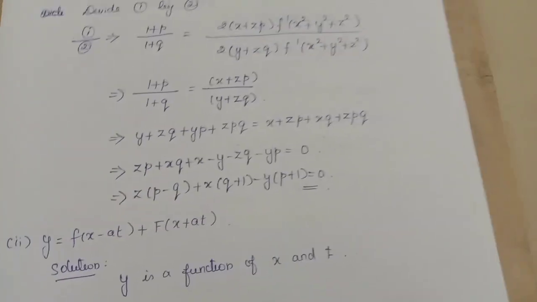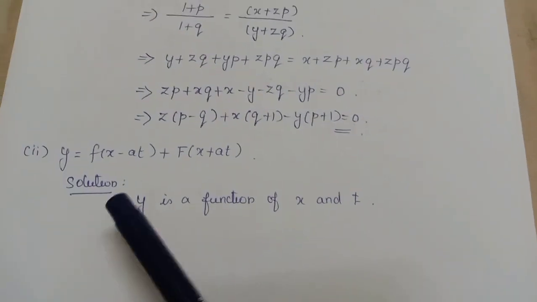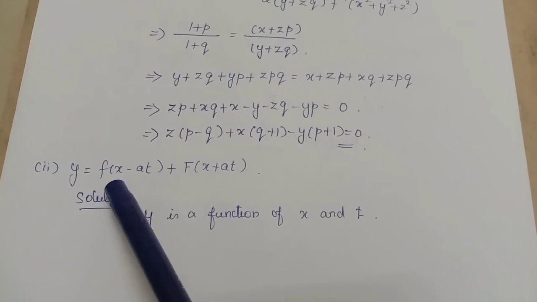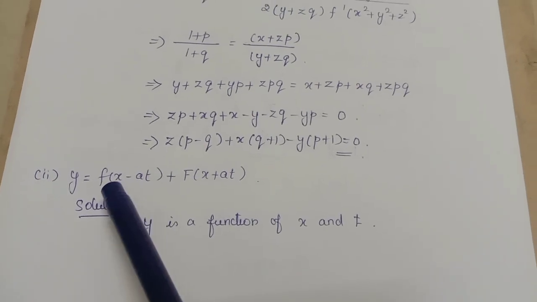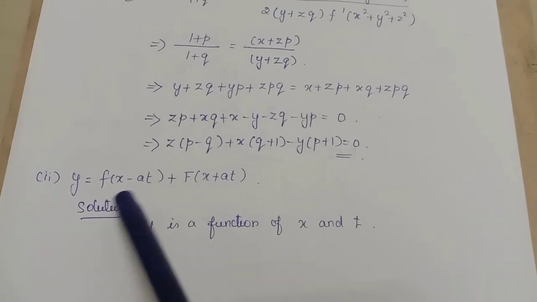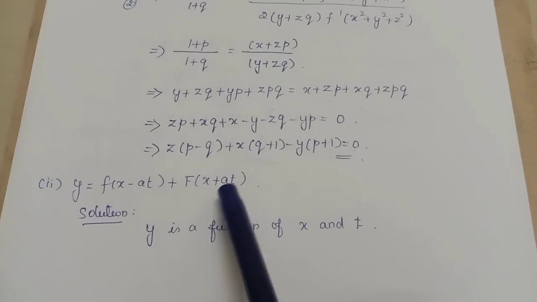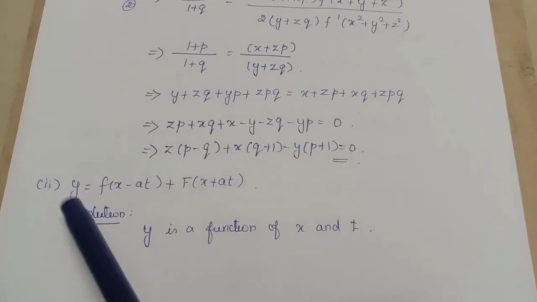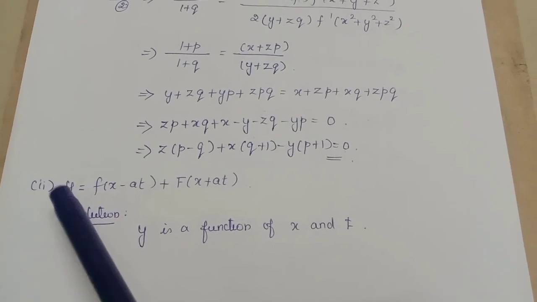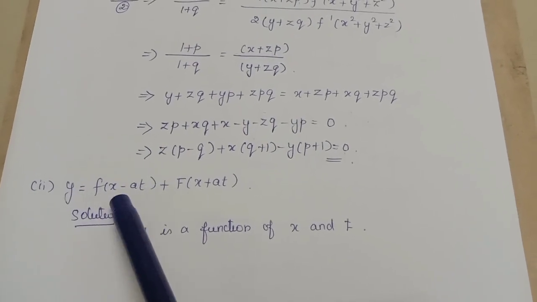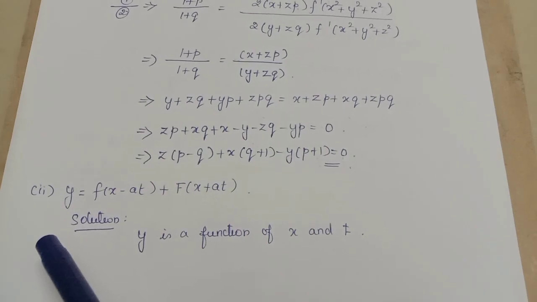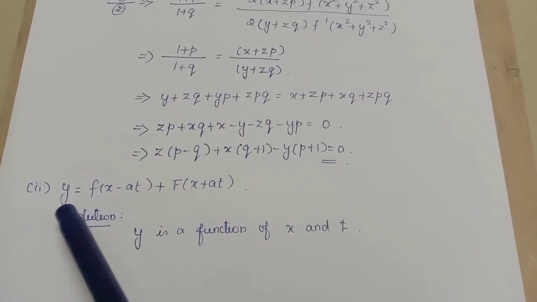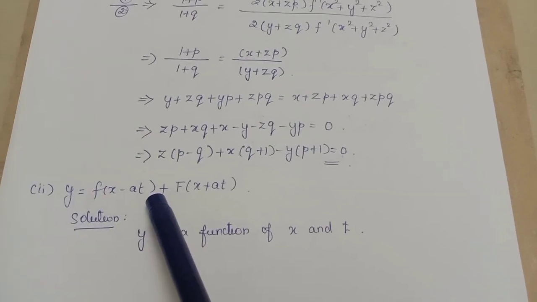Okay, right. Then the next problem: y equals f of x minus at plus capital F of x plus at. These two are different functions. One is small f, another one is capital F, so both are different functions. Here y is the dependent variable, which depends on the values of x and t. In all the previous problems we had z as the dependent variable which depends on y and x. Here it is different: y depends on x and t.